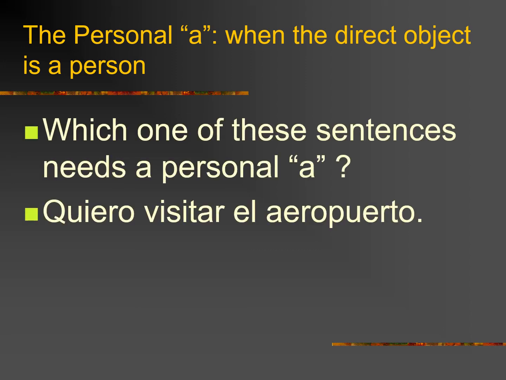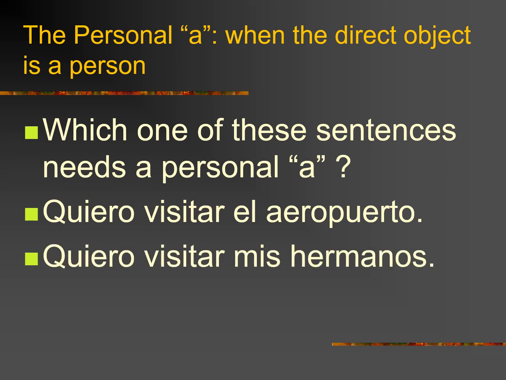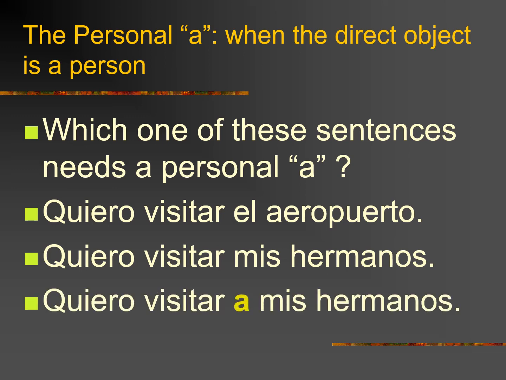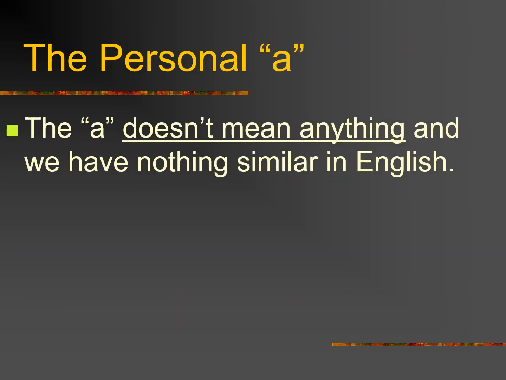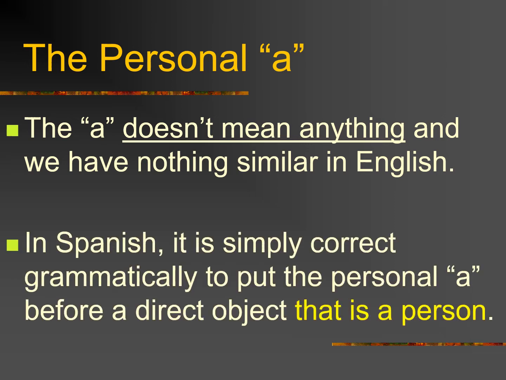Quiero visitar. Visit what? El aeropuerto. That's not a person, so we don't use the personal a. But look, quiero visitar mis hermanos. Visit whom? Mis hermanos, so it's people. So in this case, you need to say quiero visitar a mis hermanos. The a doesn't mean anything, and we have nothing similar in English. In Spanish, it is simply correct grammatically to put the personal a before a direct object that is a person.